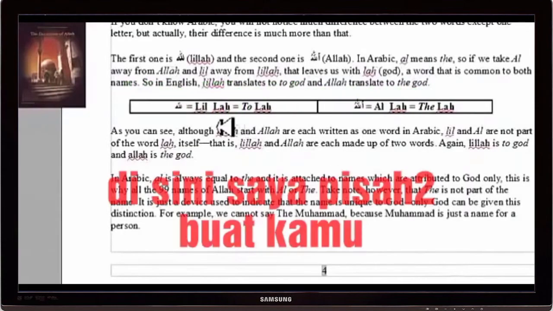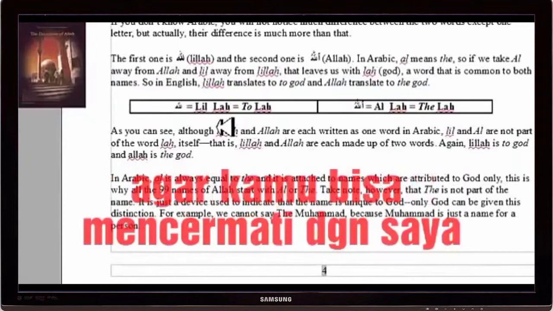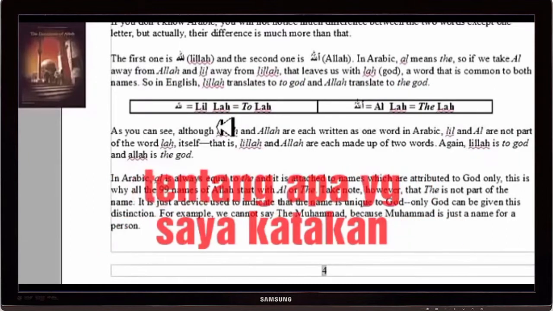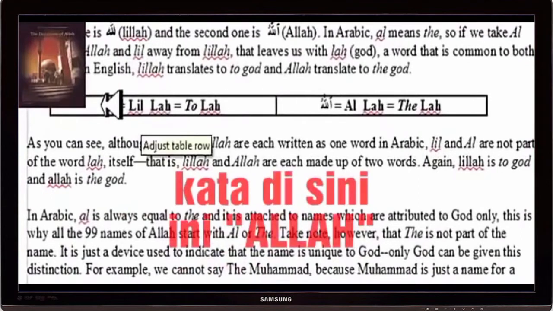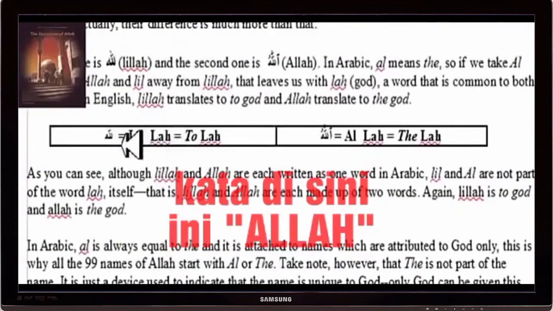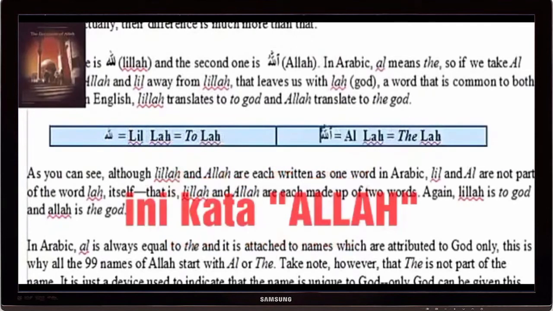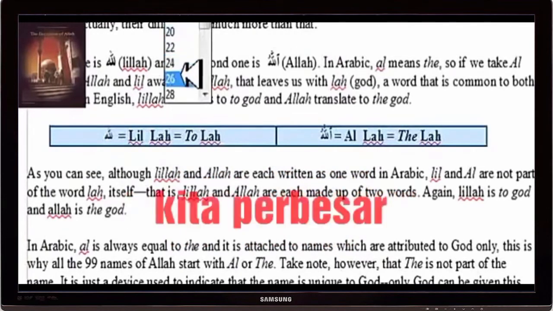In here, I cut it into pieces for you, so you can notice with me what I am talking about. You see, the word in here, this is Allah. This is the word Allah. Let me make it really big, so people can see it.